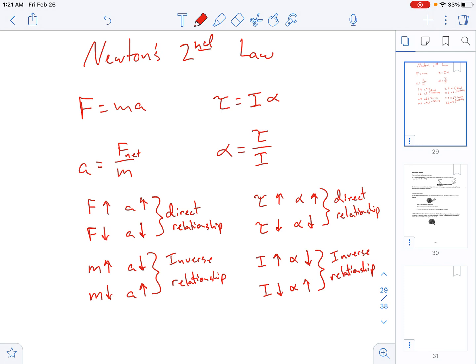Right, just like linear. And if an object has more mass, more resistance to change, its acceleration will be less when it's pushed on. Rotationally, if an object has more rotational inertia or more resistance to rotational change, its acceleration is going to go down when acted upon by a torque. Again, one of the things that I want you to keep in mind is that we are talking about the net torque in all of these, just like we were talking about the net force when we were dealing linearly.